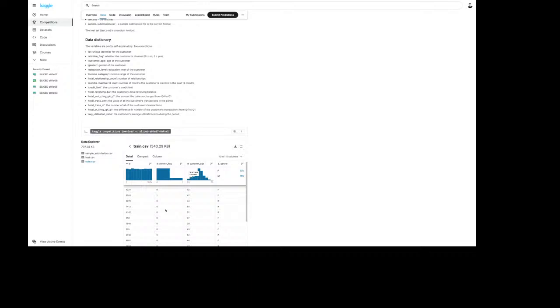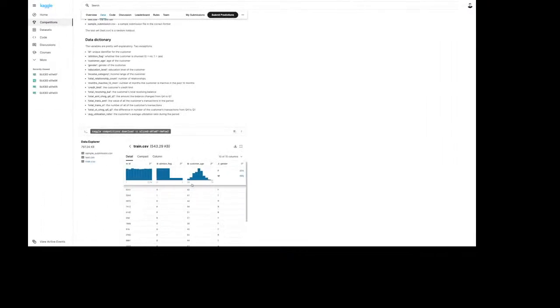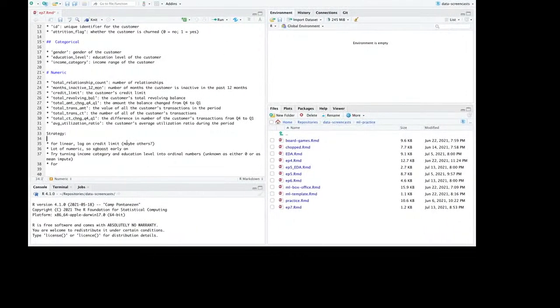It'll be 5 minutes. Some thoughts on the strategy: maybe I do linear logging of credit limits, maybe others. Do I really want a linear model? Maybe I do, to get some interpretation out. But I'd probably just start with some scatter plots and stuff.